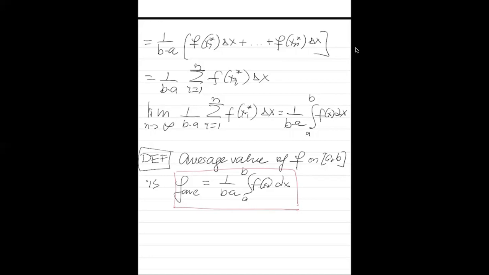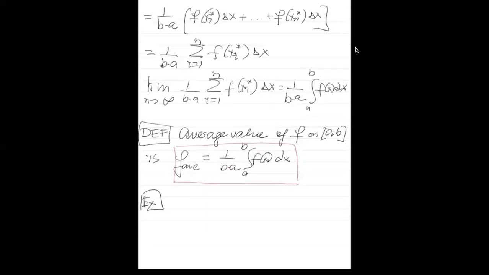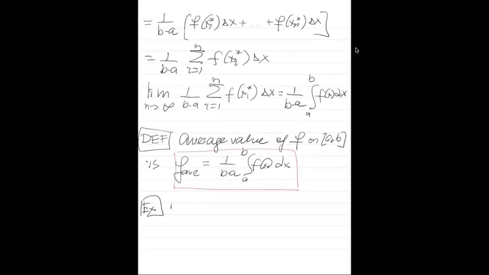For example, about calculating average value. Find the average value of f of x if f of x is equal to 1 plus x squared, and you need to have an interval. So on the interval from -1 to 2.